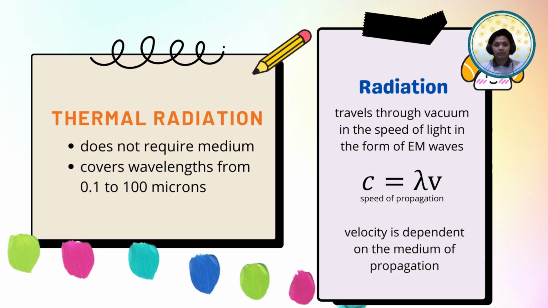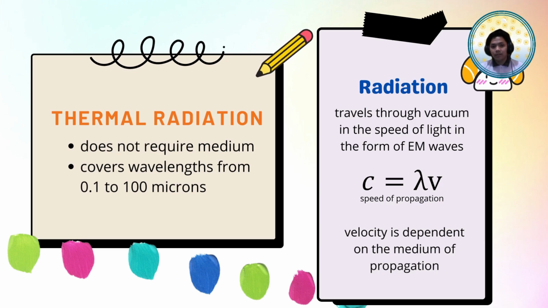As we all know, heat transfer requires a medium, either solid or liquid. But when heat is transferred by radiation, no medium is required because thermal radiation covers the range of wavelengths from 0.1 to 100 microns. Radiation travels through the vacuum with the speed of light in the form of electromagnetic waves. The speed of propagation can be described as the product of wavelength and frequency, where the velocity is dependent on the medium of propagation.